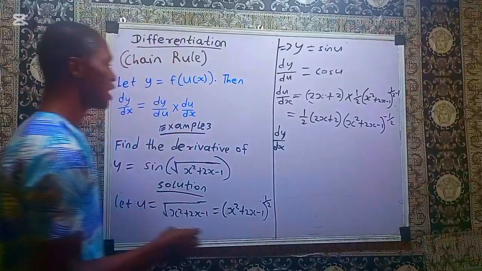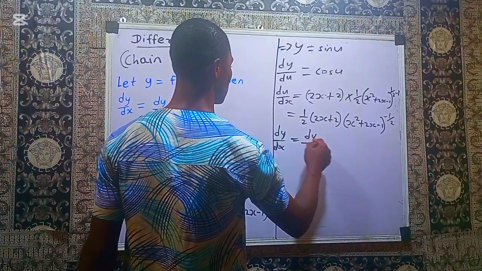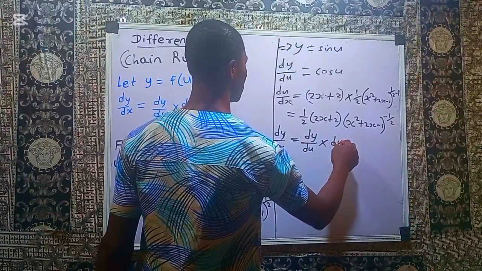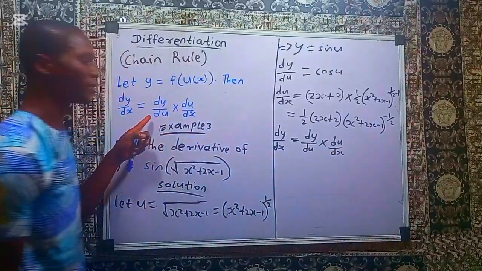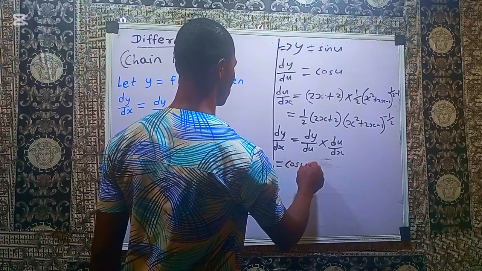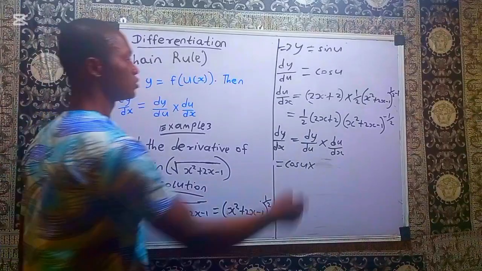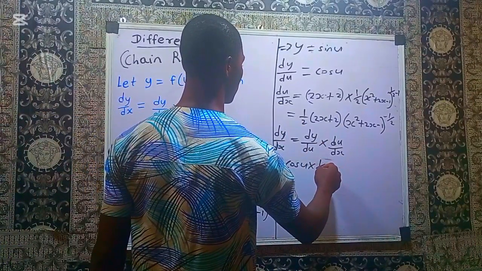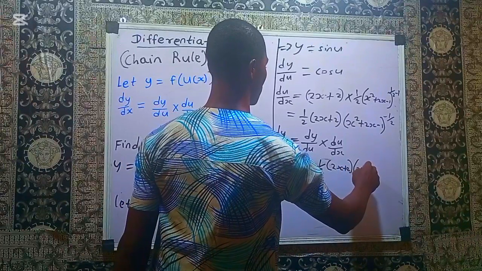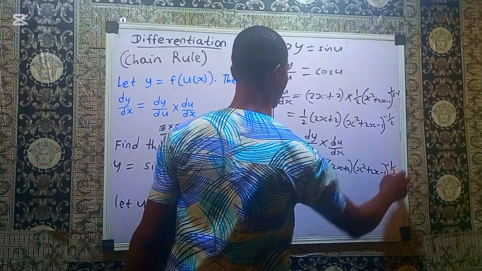Then we now do dy/dx. dy/dx by formula will be equal to dy/du multiplied by du/dx. So this is the formula we have here. What is dy/du? dy/du is cos u. So we have cos u multiplied by du/dx. So du/dx is half of 2x plus 2 multiplied by x squared plus 2x minus 1 raised to power negative half.